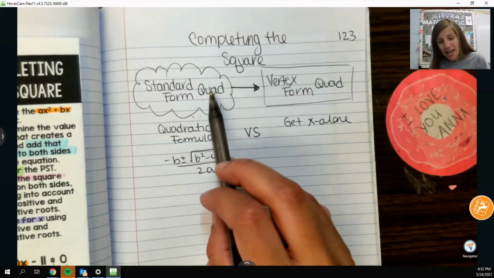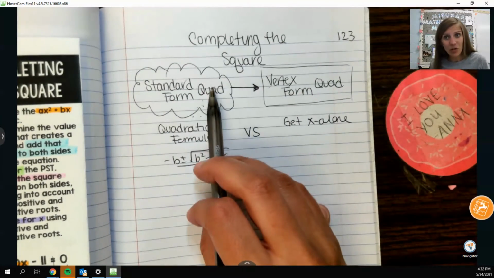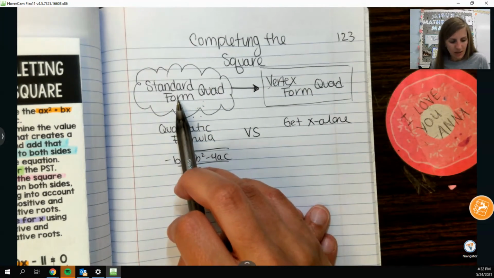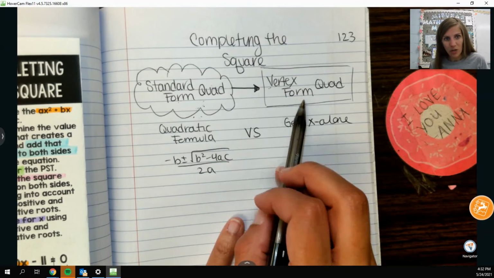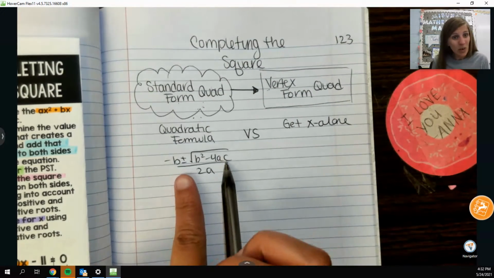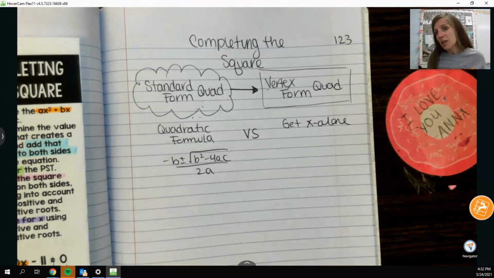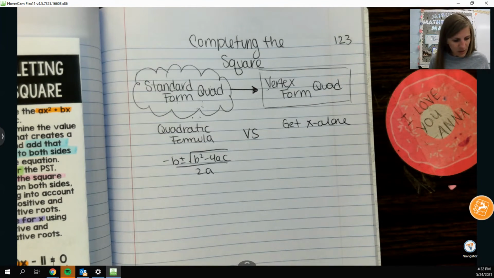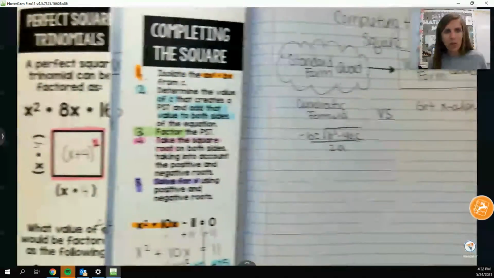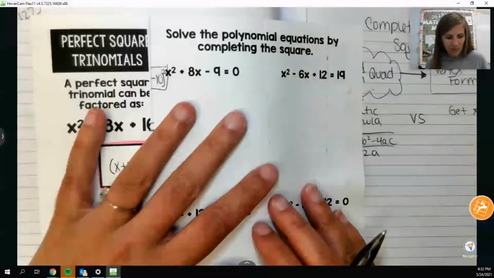Now there is a process that we have to go through that is kind of tricky from taking something in standard form to vertex form. So you might still want to just do the quadratic formula, but this is just another option. And there are other reasons that we maybe want to complete the square. So let's go try a few more.